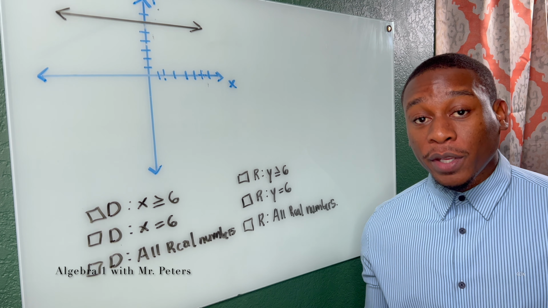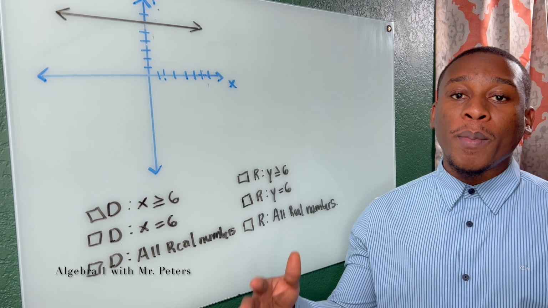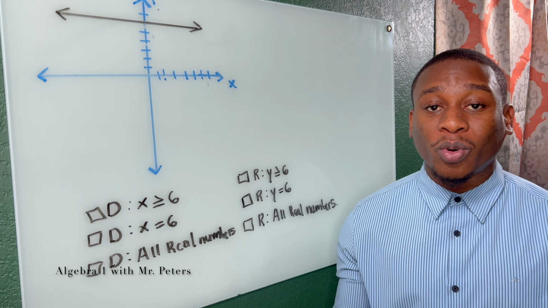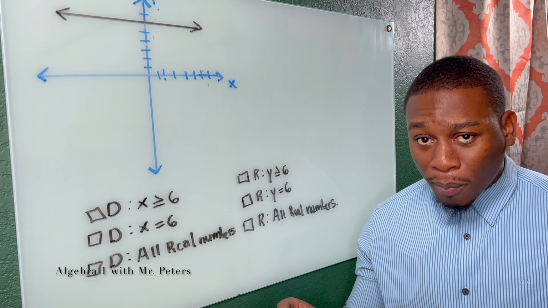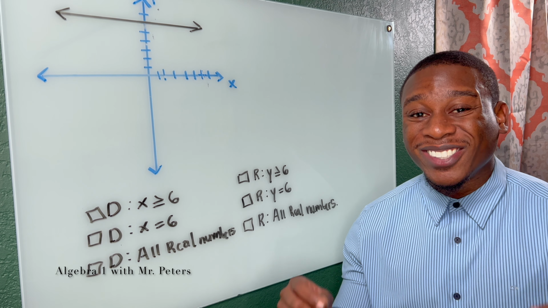In today's video, we're going to be looking at the domain and range for horizontal and vertical lines. And at the end, I'm going to have a bonus section on identifying the slopes.